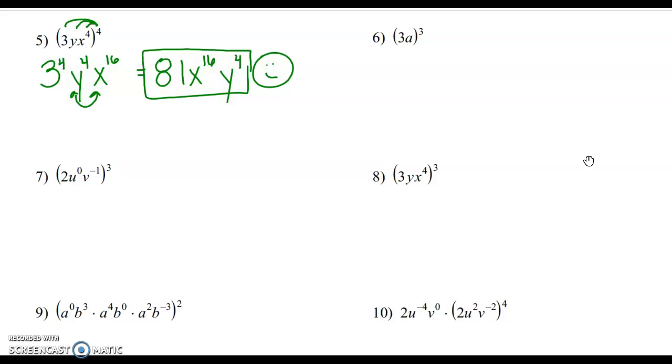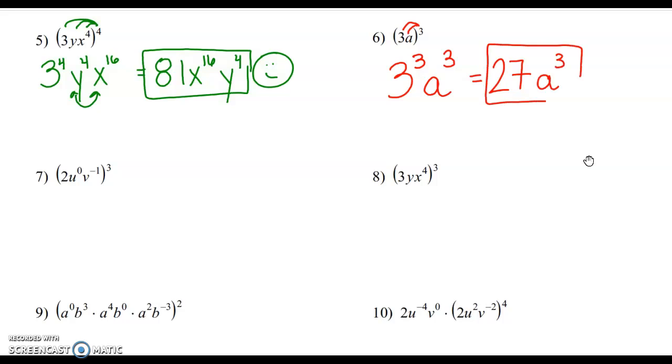Number 6, the exponent of 3 comes inside everywhere. So we have 3 to the 3rd, a to the 3rd. 3 to the 3rd is 27, a to the 3rd, which is simplified.